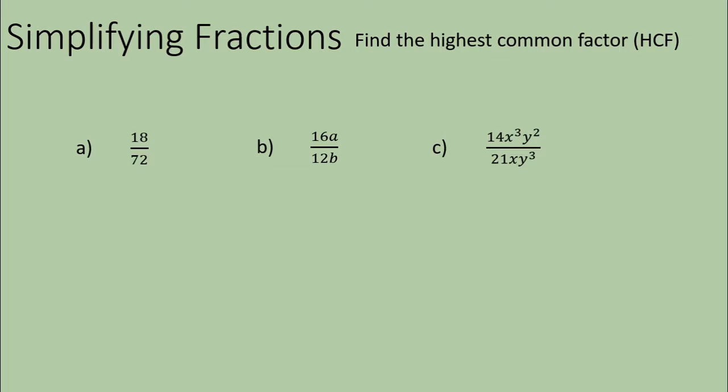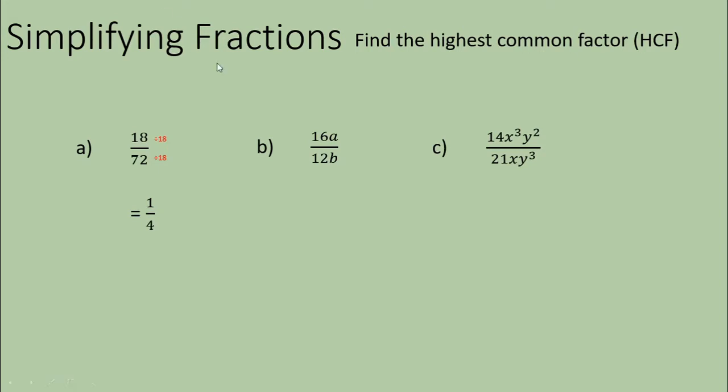The first fraction we've got here, 18 over 72, isn't even an algebraic fraction. There are no variables in this fraction, they're only number values. So we just need to find the highest common factor that we can divide both 18 and 72 by, and that will be a number. That number is 18. 18 divided by 18 is 1, and 72 divided by 18 is 4, so that's going to give us 1/4 as a simplified fraction.